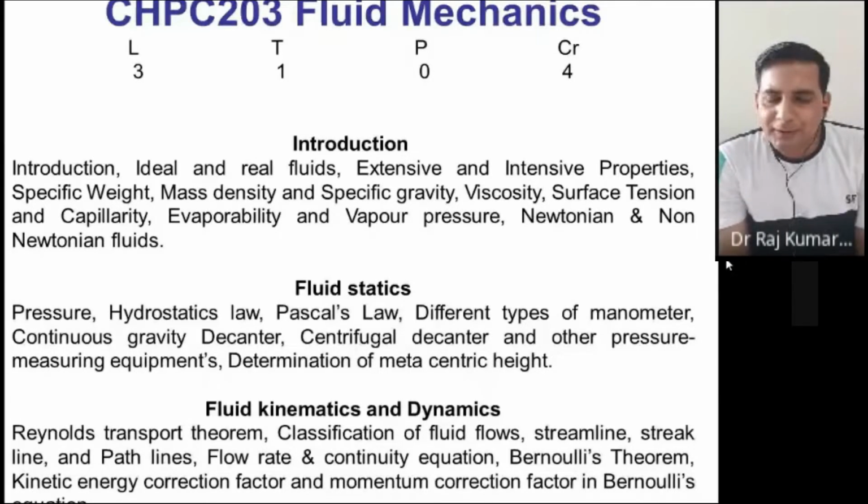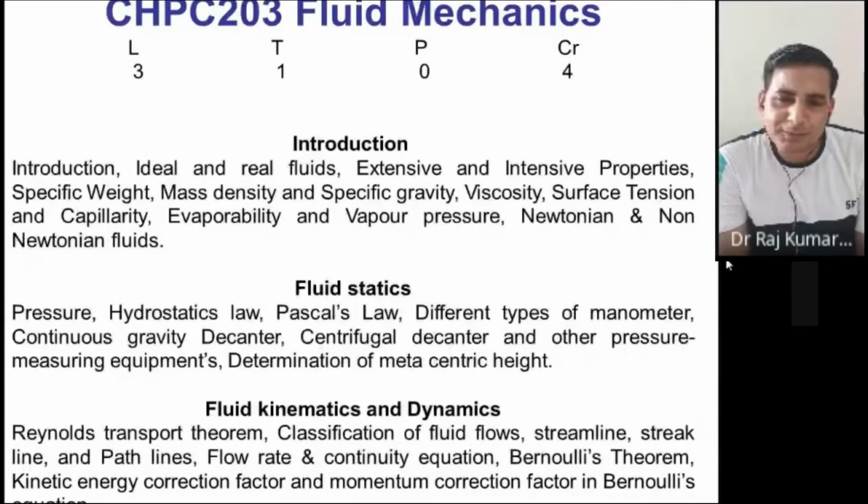Then you have evaporation and vapor pressures. Evaporative property and vapor pressure is just a pressure, so you have pressure correlations from thermodynamics. Newtonian and non-Newtonian fluids: a Newtonian fluid is called an ideal fluid, whose properties are not time dependent. Non-Newtonian fluids are the fluids which vary with respect to time, just like your paint or your toothpaste.